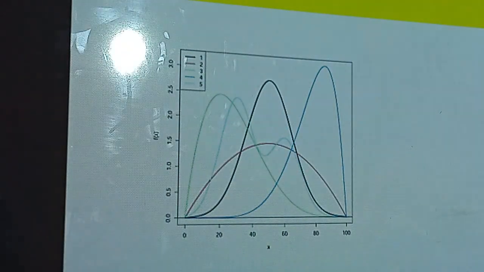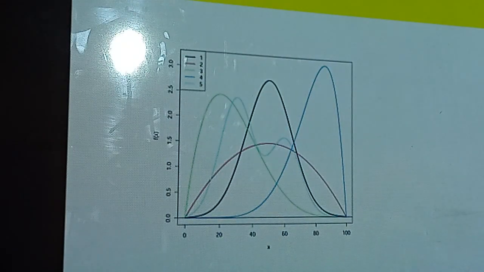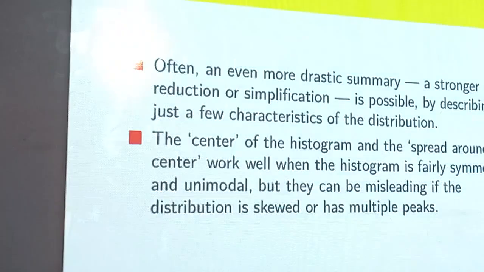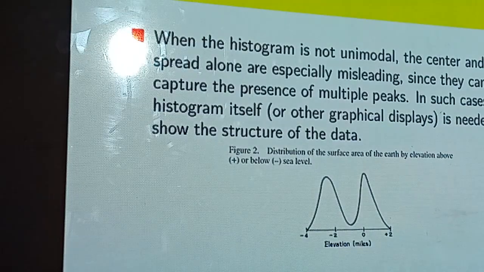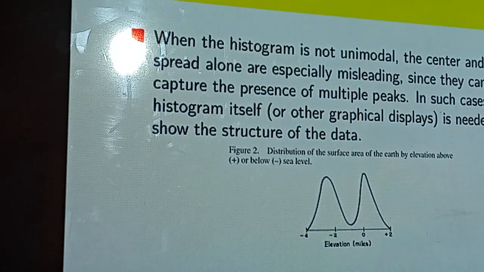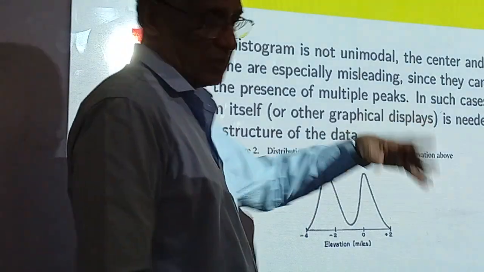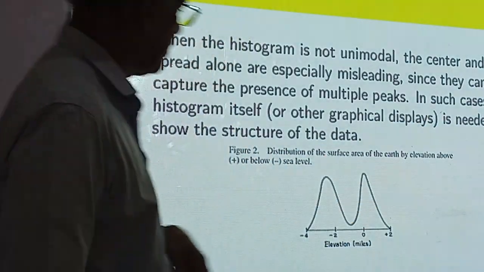Two models, bimodal, we say. In that kind of situation, probably 4 characteristics is not enough. But here I mentioned that often an even more drastic summary or strong reduction or simplification is possible than the histogram. So you can use center or the spread. Right. This is actually an actual situation. There is another example for a bimodal situation.